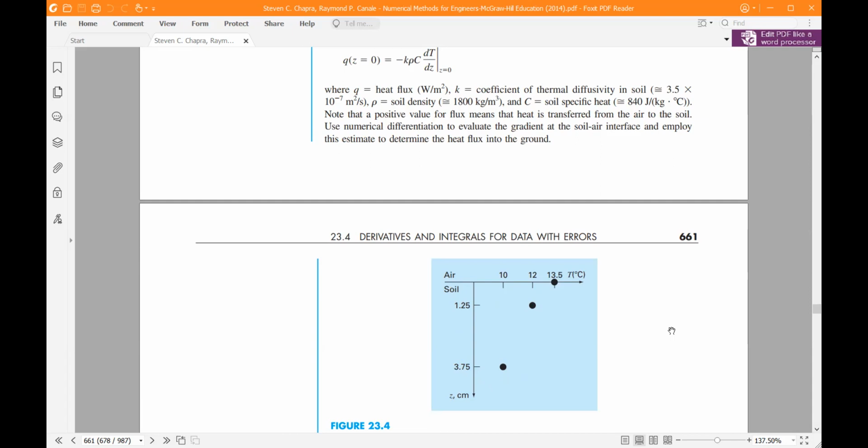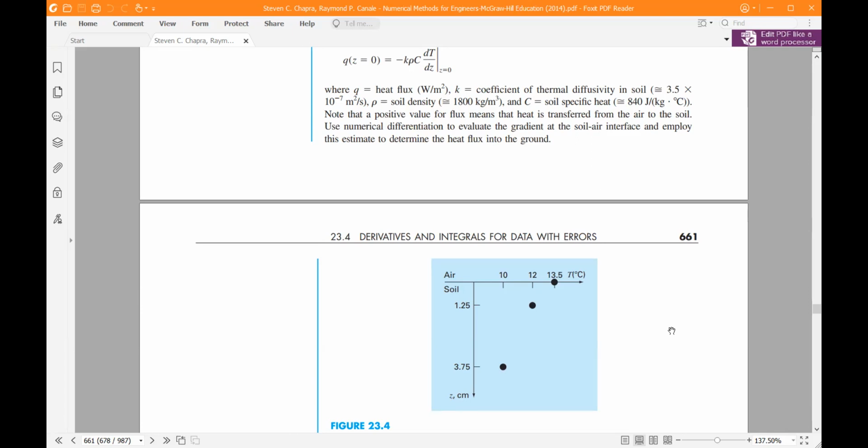Yes, sir. Your temperature is your f(x). If this is the case, then are your data equally spaced? No, sir. Your data is not equally spaced. How many points do we have there? Three points. Those three points are z equal to 0, z equal to 1.25, and z equal to 3.75.